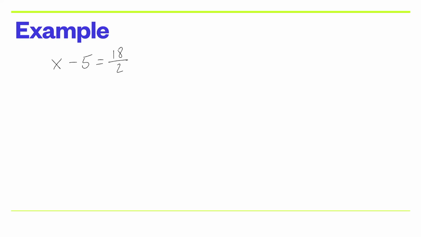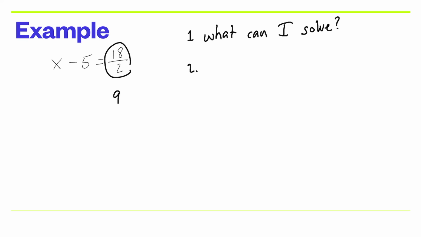All right, another type of example. So remember, the fraction bar means division. So we're going to ask again, what can I solve? And we can solve here. So that's my first question. All right, so go ahead and solve after that. And you're going to get 9. So now we have x plus 5 is equal to 9.